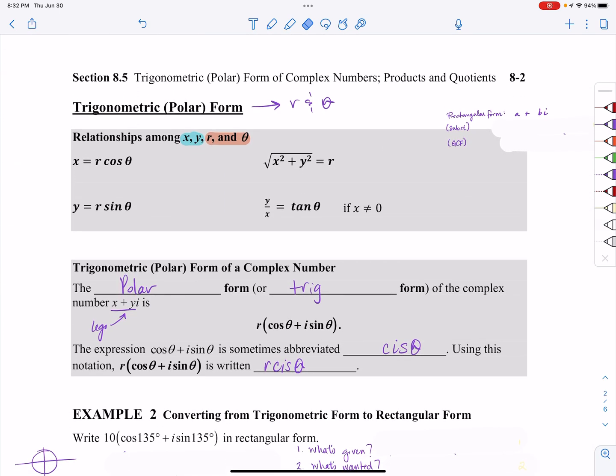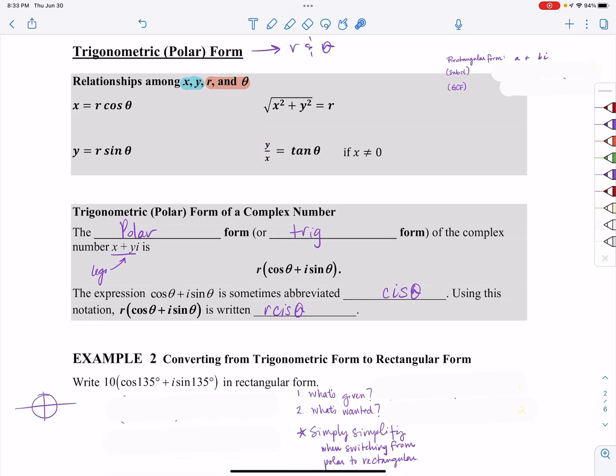All right, now polar form. Rectangular or standard form automatically means legs. Polar form, we understand, is going to be r's and thetas. So what's the relationship among our x's and y's versus our r's and thetas? We've got several different equations that we've already used. These two we used in the last section. This is the Pythagorean theorem, and this is just the TOA part of SOHCAHTOA.